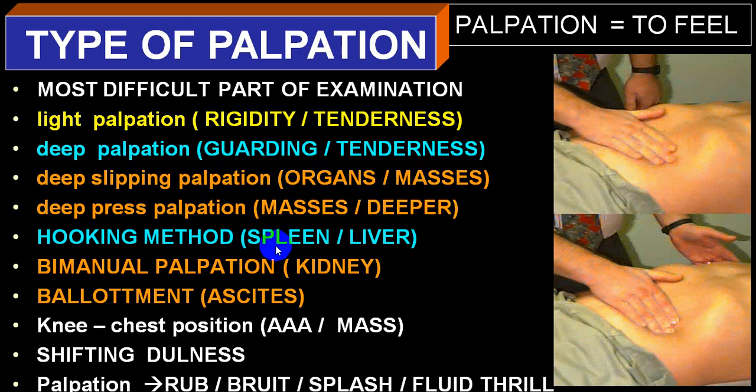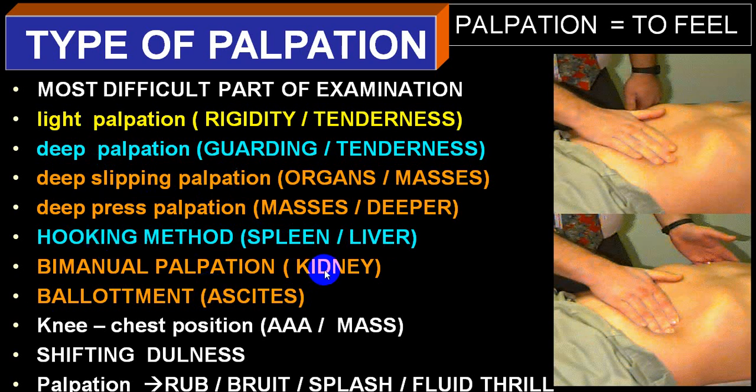Now, in an early enlargement of the spleen or early enlargement of the liver, which you cannot identify by deep palpation, you will go for the hooking method. So the hooking method is done only in case of a just enlargement of the spleen or just enlargement of the liver. We call it just palpable liver or just palpable spleen, which you are not able to identify by deep palpation. And even after asking the person to take a deep inspiration, you are still not able to palpate, then you can go for the hooking method.